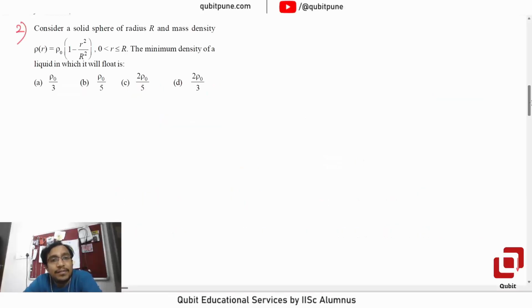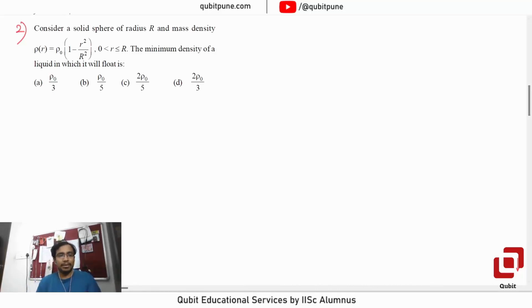Consider the solid sphere of radius R and mass density rho of r given by rho naught into 1 minus small r squared upon capital R squared, where r is in between 0 and capital R. The minimum density of a liquid in which it will float is: rho naught by 3, rho naught by 5, 2 rho naught by 5, 2 rho naught by 3.